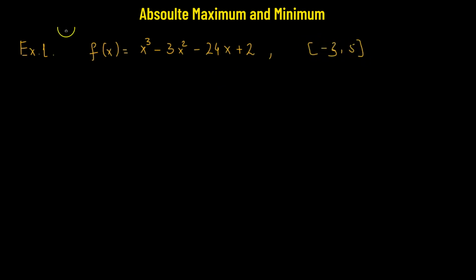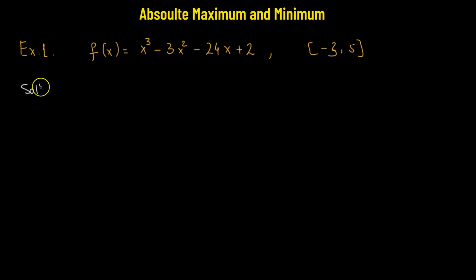Example number 1. Let's say we have a polynomial function given by x cubed minus 3x squared minus 24x plus 2. So we have a function f of x, and we want to find the absolute maximum and minimum value of this function on the interval -3 to 5. Let's do that.